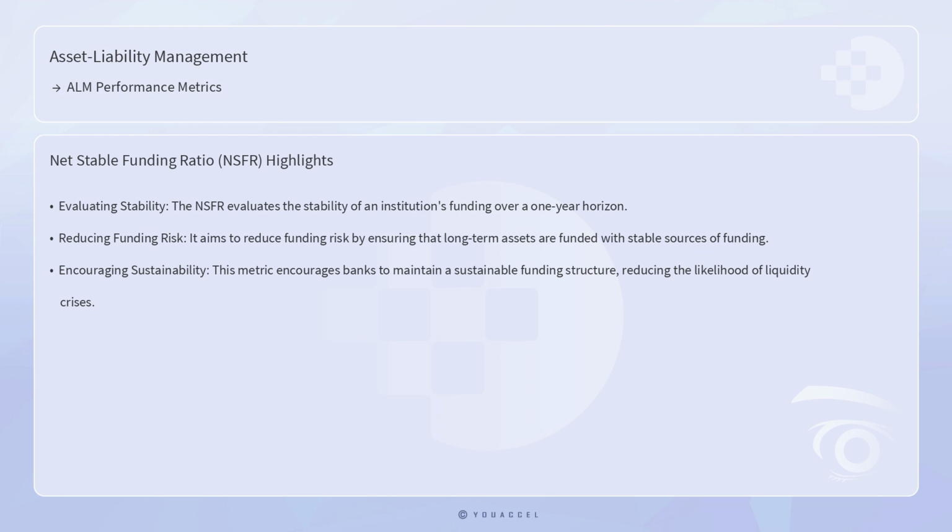The NSFR aims to reduce funding risk by ensuring that long-term assets are funded with stable sources of funding. This metric encourages banks to maintain a sustainable funding structure, reducing the likelihood of liquidity crises. A higher NSFR reflects a more stable and resilient funding structure, which is essential for long-term financial health.